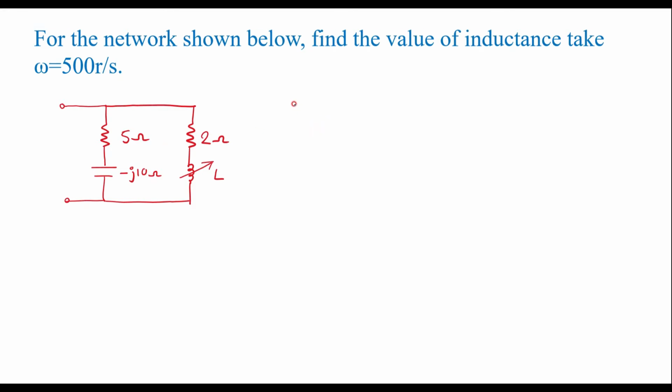The condition for resonance in case of parallel resonant circuit is given by XL divided by XL square plus RL square is equal to XC divided by XC square plus RC square. We'll call it equation 1. Here the given data is RL is equal to 2 ohm, XL is unknown, RC is equal to 5 ohm and XC is 10 ohm.